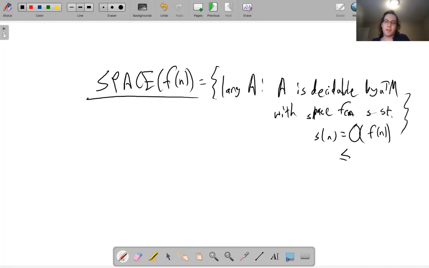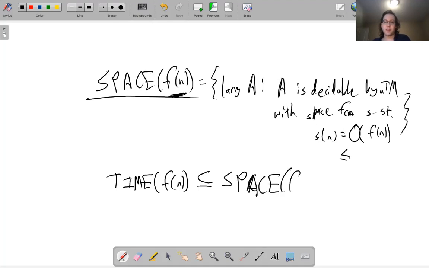So space is everything that's decidable by a Turing machine, any language that can be decided by a Turing machine that uses at most f of n space on inputs of size n up to constant factors. And time is the same thing, but the Turing machine has to take time at most f of n up to constant factors. Okay, so one thing to note is that time of f of n is contained in, it's a subclass of space of f of n. And this is for all f, it doesn't even depend on f. Why is that?